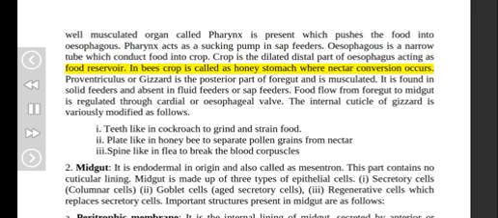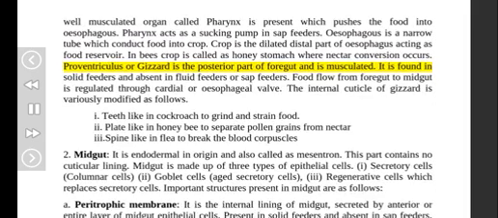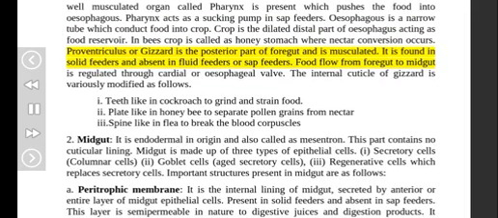In bees, the crop is called the honey stomach, where nectar conversion occurs. Proventriculus or gizzard is the posterior part of the foregut and is musculated. It is found in solid feeders and absent in fluid feeders or sap feeders. Food flow from foregut to midgut is regulated through the cardial or esophageal valve. The internal cuticle of the gizzard is variously modified as follows.